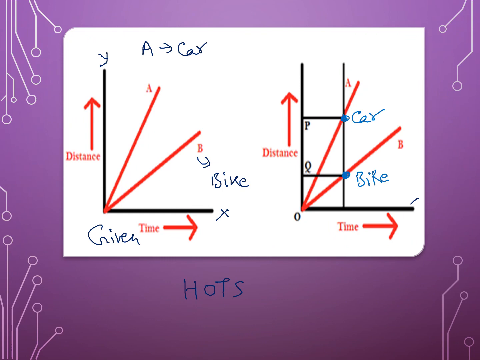Now what you can say very easily is, let me write it properly, OP is greater than OQ. Just by taking a look at this, you can easily find out. So we can say that the car traveled more distance than the bike. So we can say the car is moving fast. So this is one graph that we analyzed.